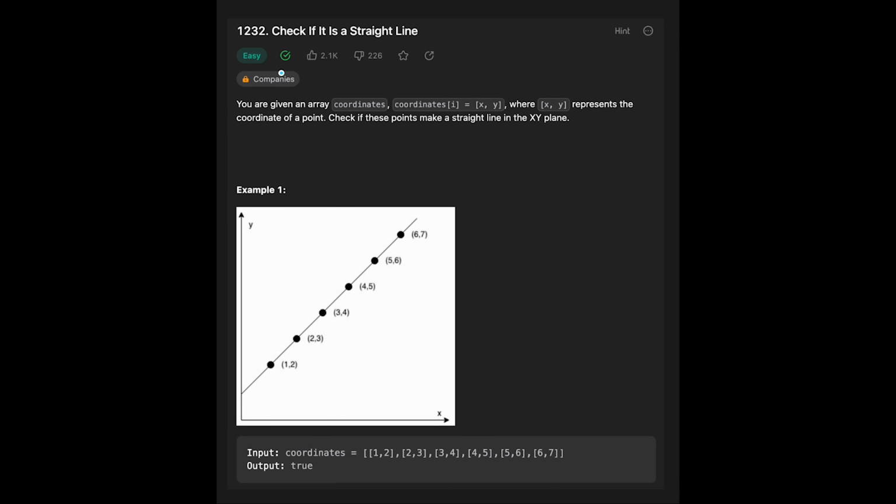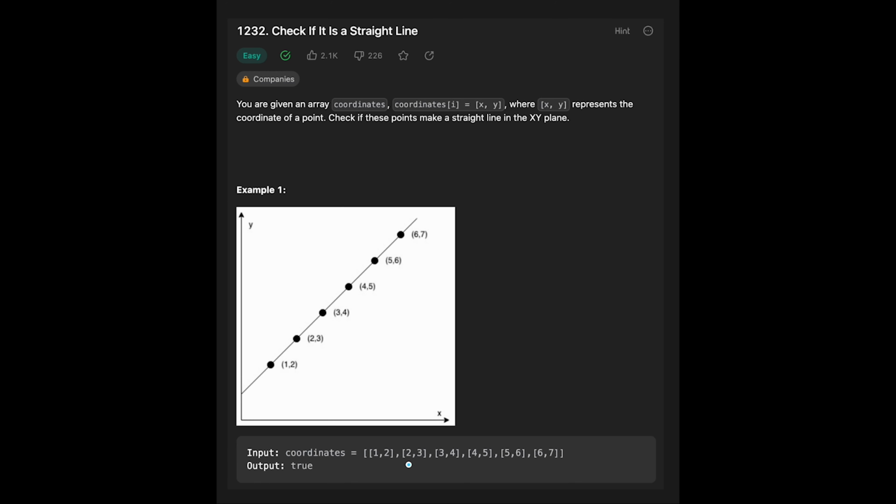Hey everyone, today we are going to solve the LeetCode question, Check If It Is a Straight Line. You are given an array coordinates, where coordinates[i] equals [x, y], and x, y represents the coordinate of a point. Check if these points make a straight line in the xy plane. So let's see the example.